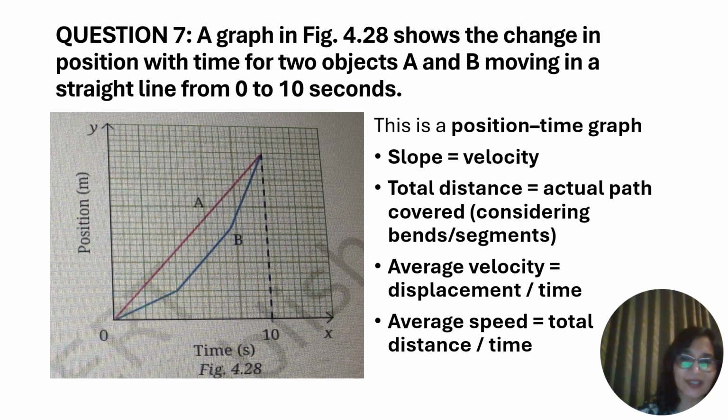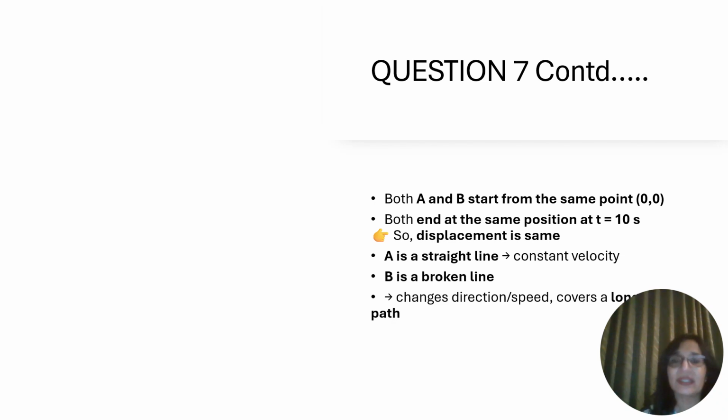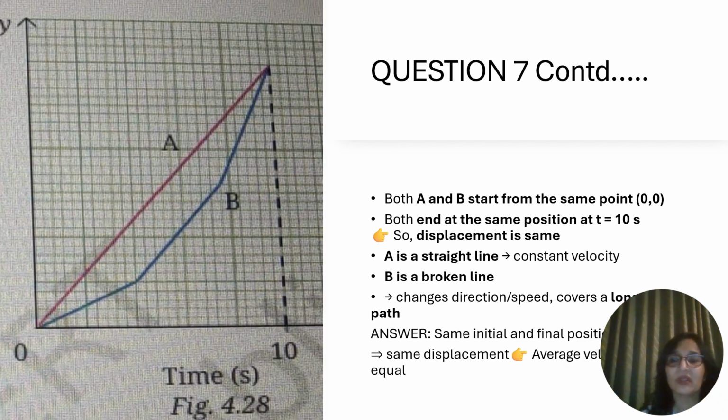Now looking at question number 7: the graph in figure 4.28 shows the change in position with time for two objects A and B moving in a straight line from 0 to 10 seconds. Now this is a position-time graph, where slope is equal to velocity. Total distance is the actual path covered, considering the segments you see here. Average velocity, as we know, is displacement upon time, and average speed is total distance upon total time. So this is given.